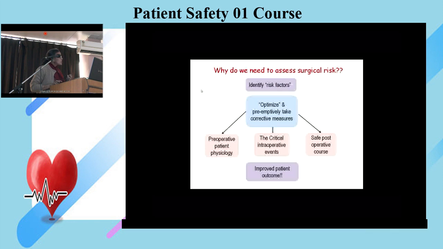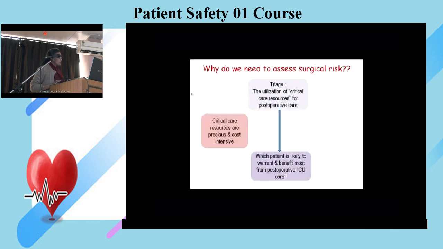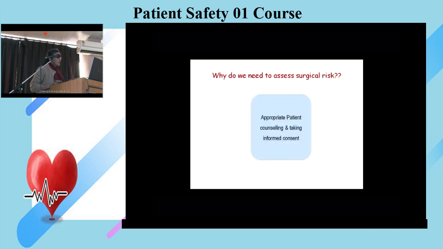It also helps in triaging the utilization of critical care resources for postoperative care, which means assessing which patient is likely to warrant and benefit most from postoperative ICU care, especially because critical care resources are precious and cost intensive everywhere. And equally important, it helps us in appropriate patient counseling and taking informed consent. Dr. Puneet gave you a very good example of using the scores.